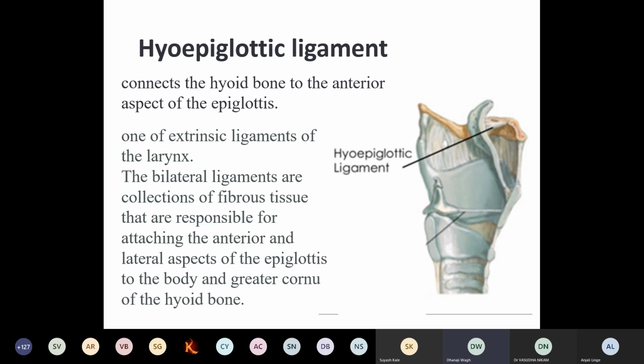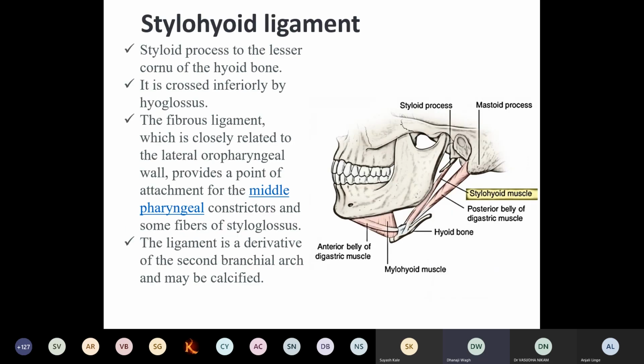Now see the hyoepiglottic ligament. It connects the hyoid bone to the anterior aspect of the epiglottis. It is an extrinsic ligament of the larynx. The bilateral ligaments are a collection of fibrous tissue responsible for attaching the anterior and lateral aspect of the epiglottis to the body and the greater cornu of the hyoid bone. So it is the hyoepiglottic ligament. Then the stylohyoid ligament.